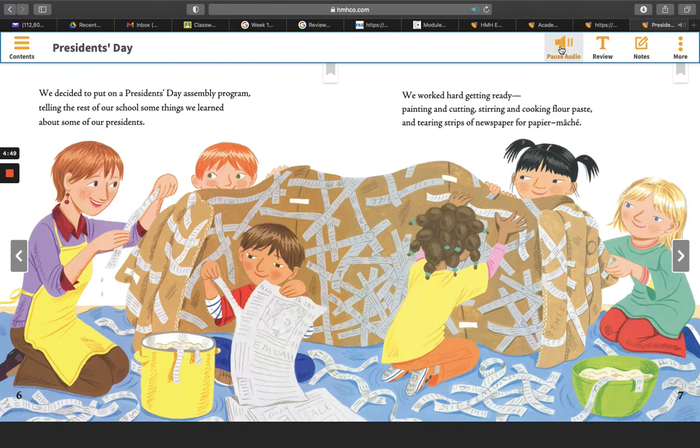We decided to put on a President's Day assembly program telling the rest of our school some things we learned about some of our presidents. We worked hard getting ready, painting and cutting, stirring and cooking flour paste, and tearing strips of newspaper for paper mache.